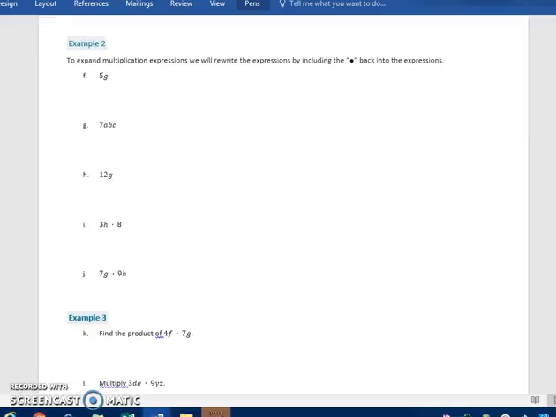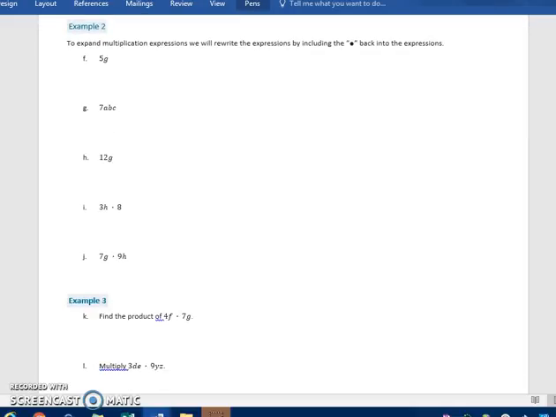All right, so now what they're having us do is the opposite. We are expanding, and we're using that dot to mean multiplication. So we're going to break it down, expand it. This is saying 5 times g. So it's a 5, and then times, and then g. That's it. They're just trying to get you to go backwards there.